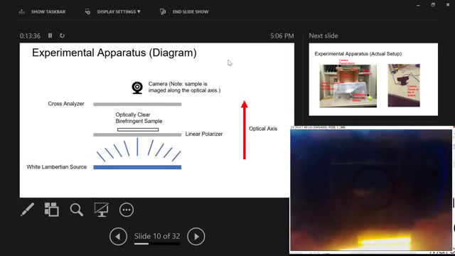So we have this white Lambertian source, and then it runs through the polarizer. So this is stacked instead of laid out. And then a birefringent sample is placed in between the linear polarizer and the cross-analyzer, and we image it with a USB camera that Mark will show you here in a little bit.